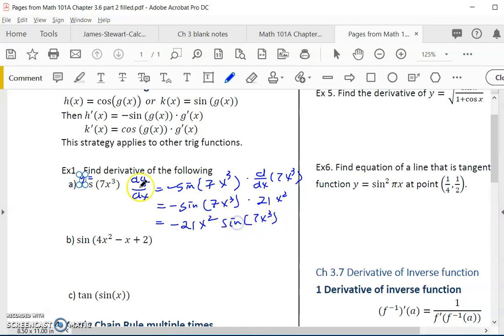Is the sine of the same thing, okay? Not multiply anything inside. What about this? I have sine of 4x squared minus x plus 2. So this is the g of x that we have, right?